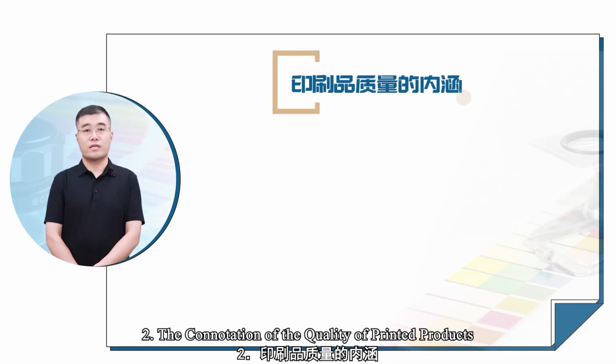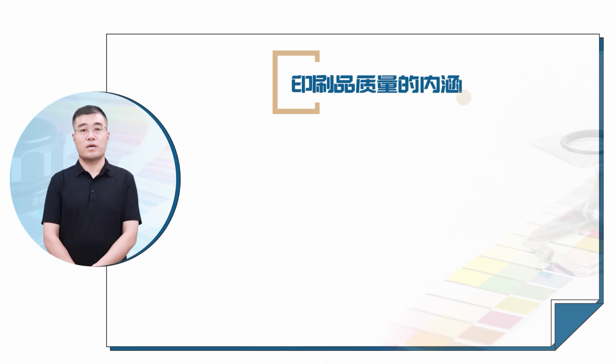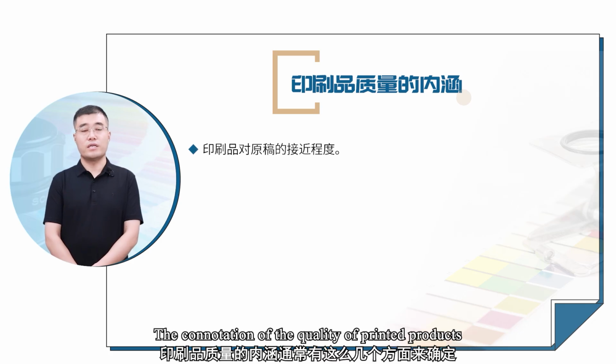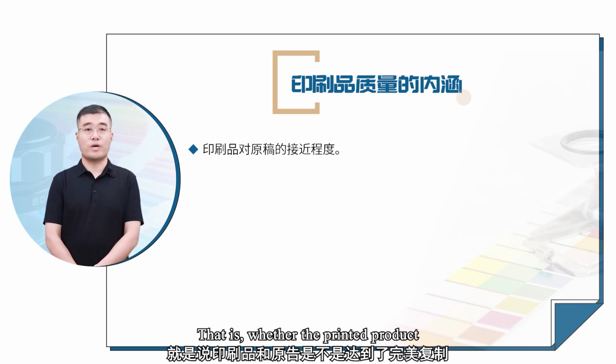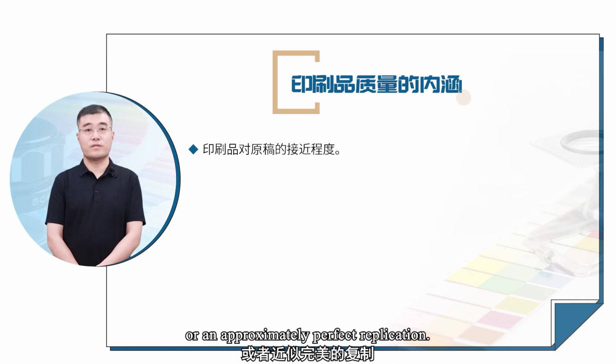Number 2. The connotation of the quality of printed products. The connotation of the quality of printed products is usually determined by the following aspects. First, the degree of approximation of the printed product to the original manuscript. That is, whether the printed product and the original have achieved a perfect replication, or an approximately perfect replication.